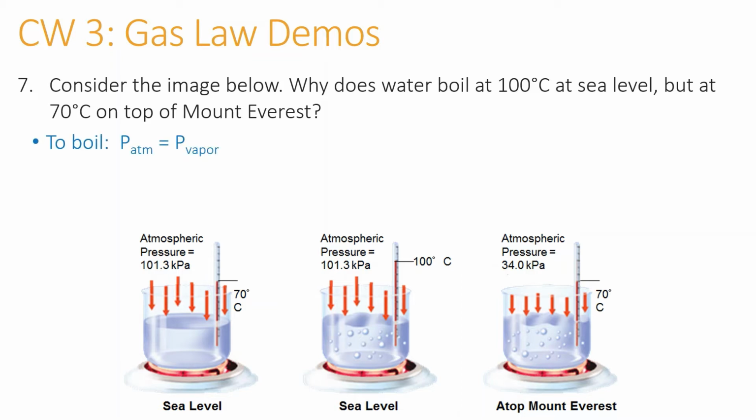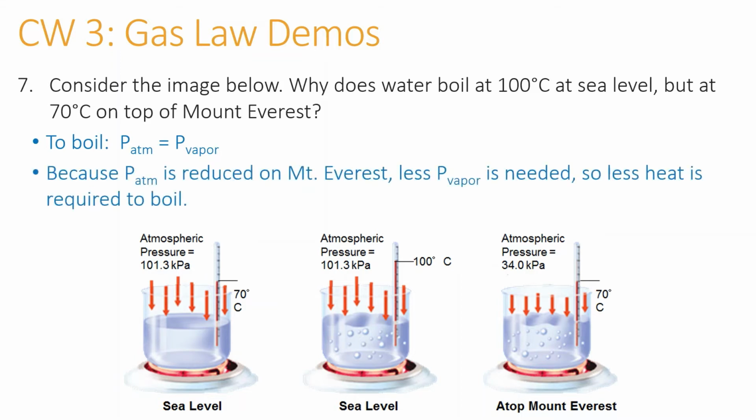So in order to boil, the pressure of the atmosphere must equal the vapor pressure above the liquid. At sea level, at 70 degrees, the atmospheric pressure is greater than the vapor pressure. So the vapor pressure is less than atmospheric pressure, and at 70 degrees, water doesn't boil at sea level. But if you raise the temperature of the water up to 100 degrees, now the atmospheric pressure is equal to the pressure of the vapor, and now we have boiling.